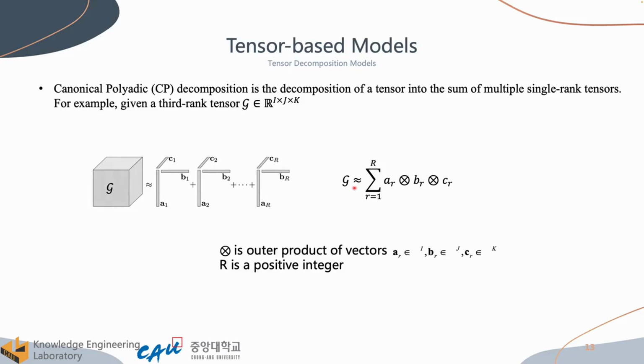And then we will introduce the canonical polyadic decomposition. This is the decomposition of a tensor into a sum of multiplied rank-one tensors. For example, given a third-order tensor G, where this symbol is the outer product of the vectors, and R is a positive integer.